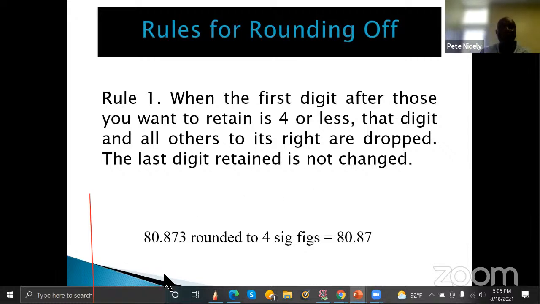Hold on one minute, let me see here. When the first digit.